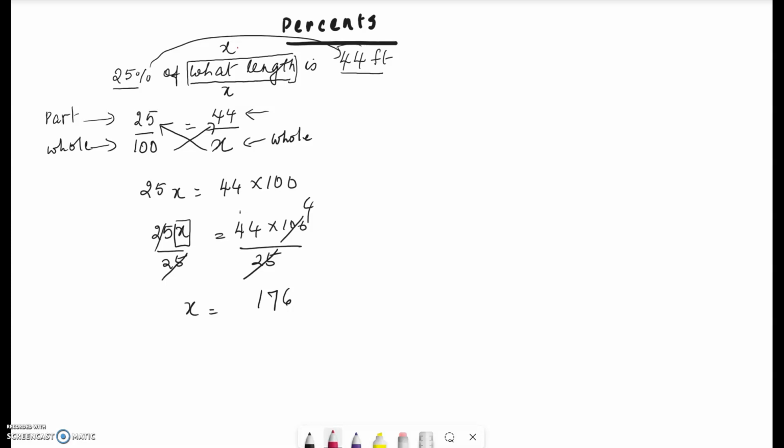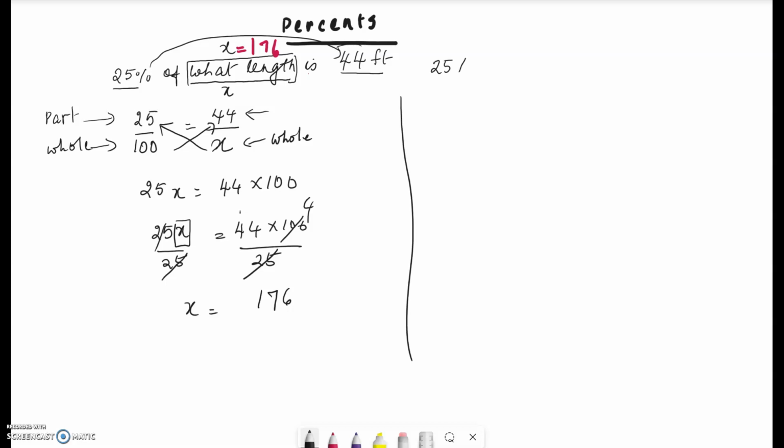So let's see if this sentence makes sense here. 25% of 176 is 44. Now let's try to set up this equation in a different way.